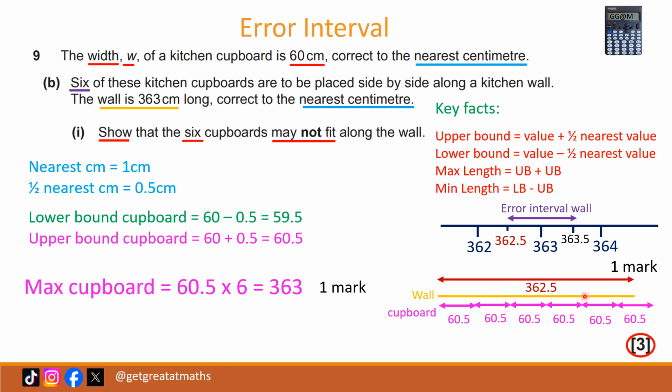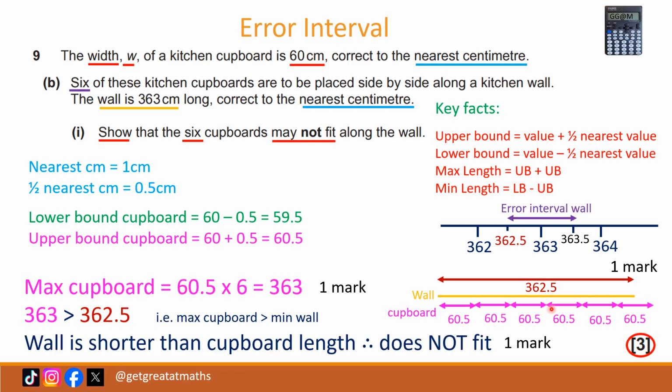Now you get 1 mark for identifying the 362.5 and another mark for working out 363. So we've got 2 marks so far on this question. Now we need to compare these answers, and we've got to show that these 6 cupboards may not fit. So the wall, you can see here, this yellow line is 362.5, but all the pink ones combined together is 363. So 363 is bigger than 362.5, i.e. the maximum cupboard is bigger than the minimum wall, therefore the wall is shorter than the cupboard length, therefore it does not fit, and that needs to be stated to get your 1 mark.